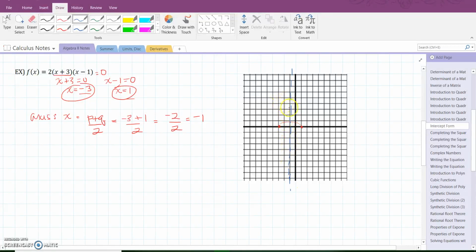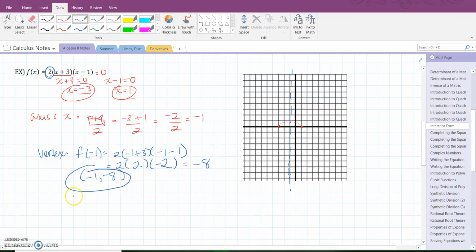All right, so my vertex is somewhere on this line, and I know that my graph is opening up because a is positive. I know my parabola is slightly narrower than the parent x squared because 2 is greater than 1. So let's go ahead and find the vertex. I need the y part of my vertex. So I'm going to find f of negative 1. Let's plug negative 1 in. 2 times negative 1 plus 3 times negative 1 minus 1. All right, let's find this. 2 times 2 times 2 is 8, and make it negative. So my final vertex is negative 1, negative 8.